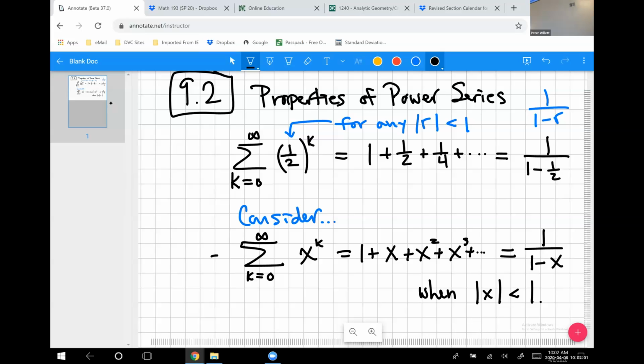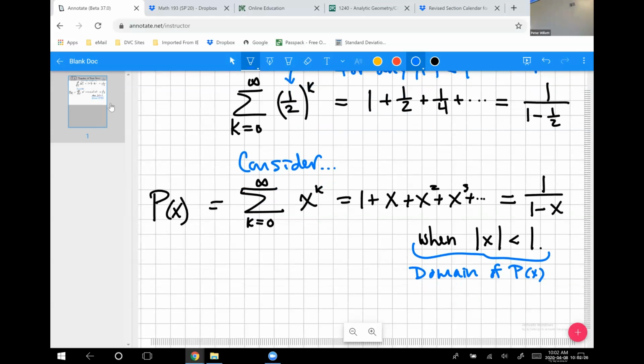So again, we can think of this like an infinite polynomial. Then this over here is the domain, meaning these are the values you can plug into the polynomial, the function, and get an answer.